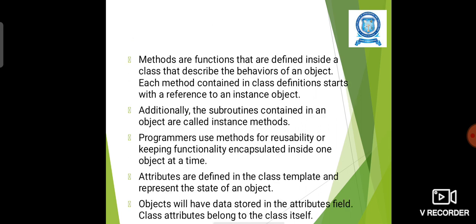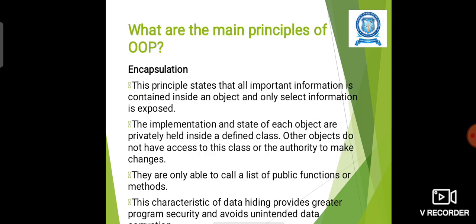Methods. Methods are functions that are defined inside a class that describe the behaviors of an object. Additionally, the subroutines contained in an object are called instance methods. Programmers use methods for reusability or keeping functionality encapsulated inside one object at a time. Attributes are defined inside the class template and represent the state of an object. Objects will have data stored in the attribute field.